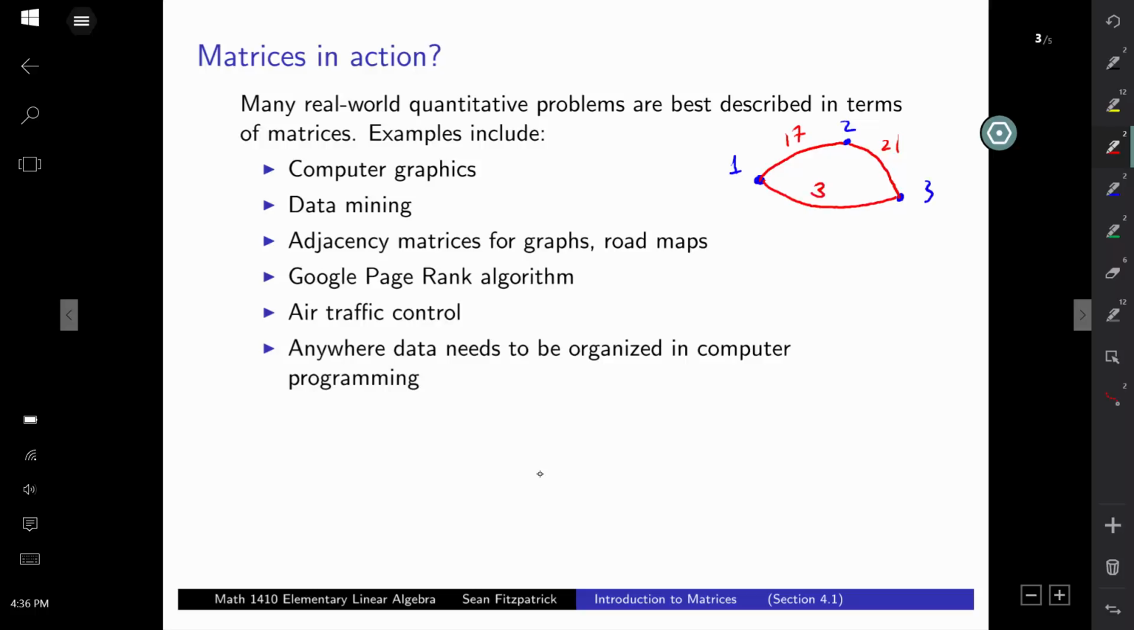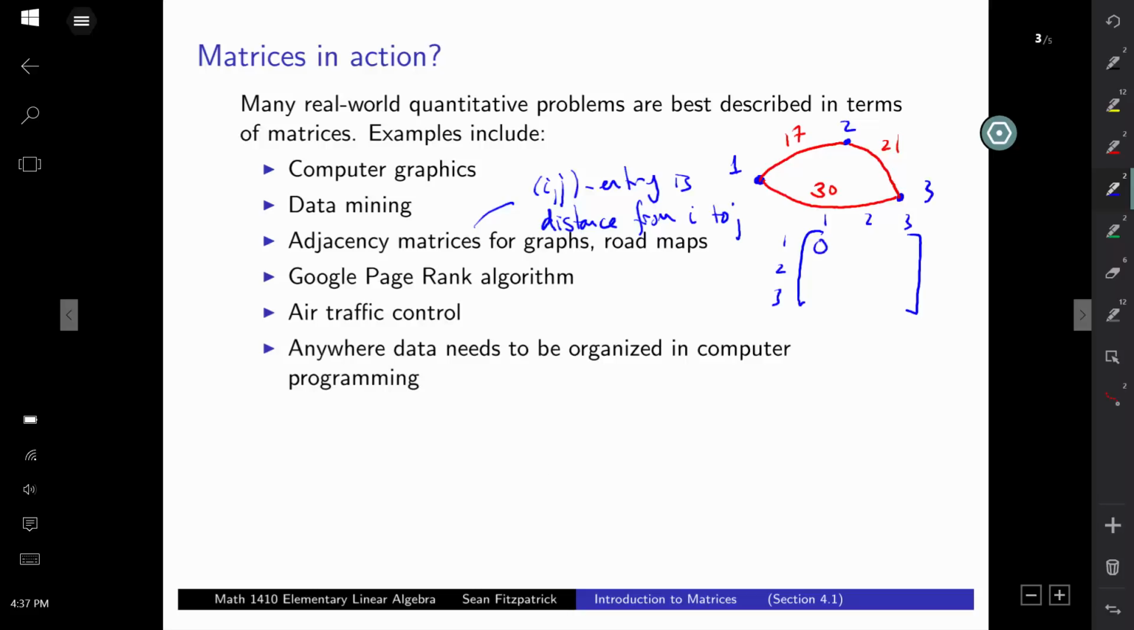And if you wanted to keep track of all of this information, you could write down a matrix, and maybe you decorate that matrix, but you don't necessarily have to decorate it. So you can put your 1, 2, 3, 1, 2, 3, labeling the rows and columns. And in each entry, the ij entry for this guy here, the ij entry is going to be the distance from i to j, right?